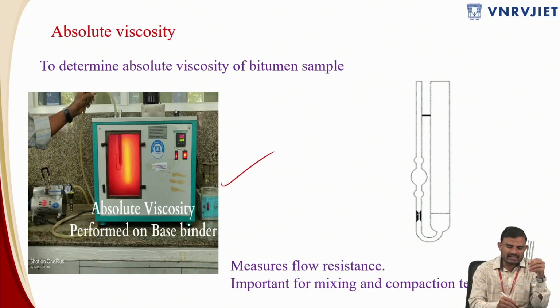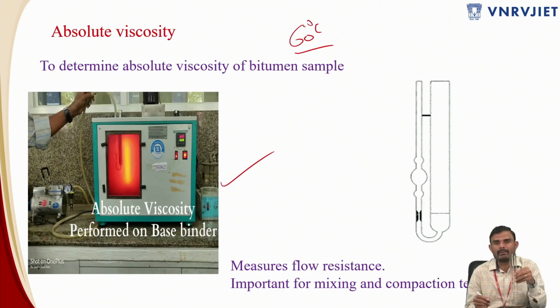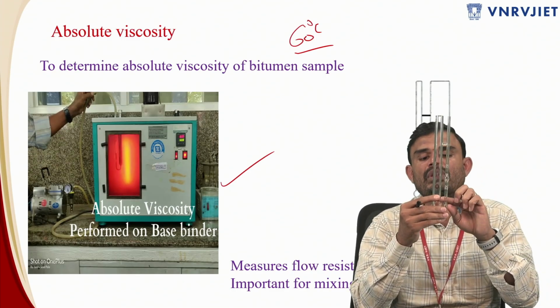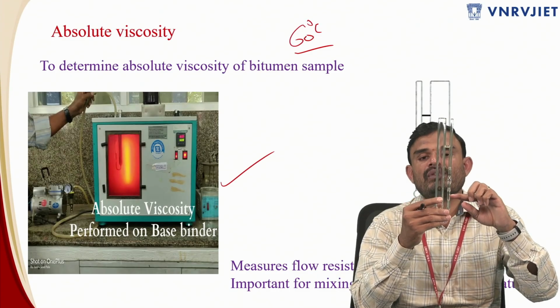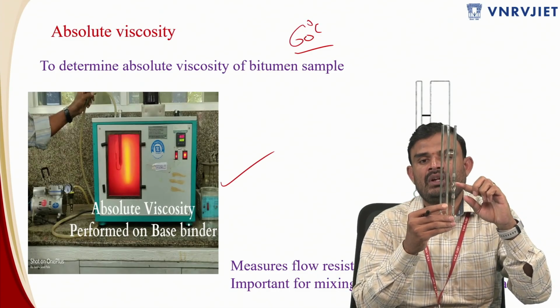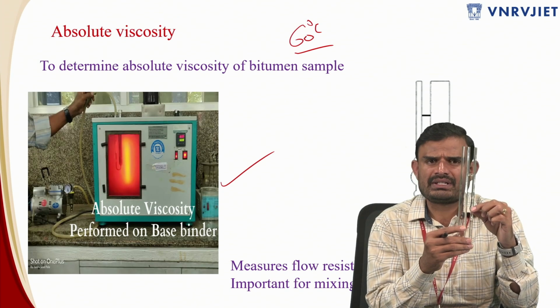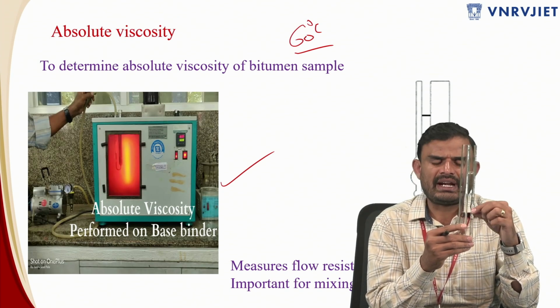And after that, at this condition of 60 degrees centigrade, bitumen being hard, it will not be able to flow. So this bitumen has to flow on the reverse side. I have poured the bitumen on this side, but we are measuring the flow against gravity in this direction. So that is what you have to understand. This cannot happen at 60 degrees centigrade on its own.